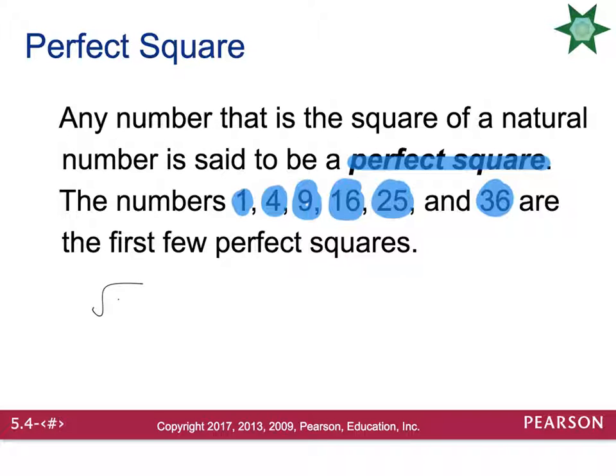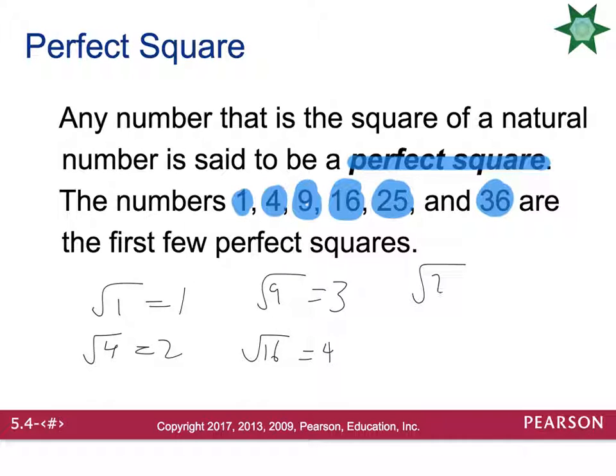So we can actually write out our square roots. The square root of 1 is 1. The square root of 4 is 2. The square root of 9 is 3. The square root of 16 is 4. The square root of 25 is 5. We're squaring 1 to get 1, 2 to get 4, 3 to get 9, 4 to get 16, 5 to get 25, and finally the square root of 36 is 6. So if we take square roots of perfect squares, we're going to get a whole number, a positive number.